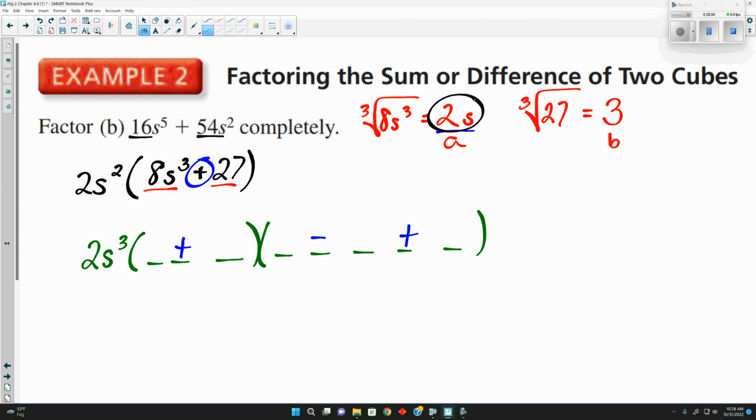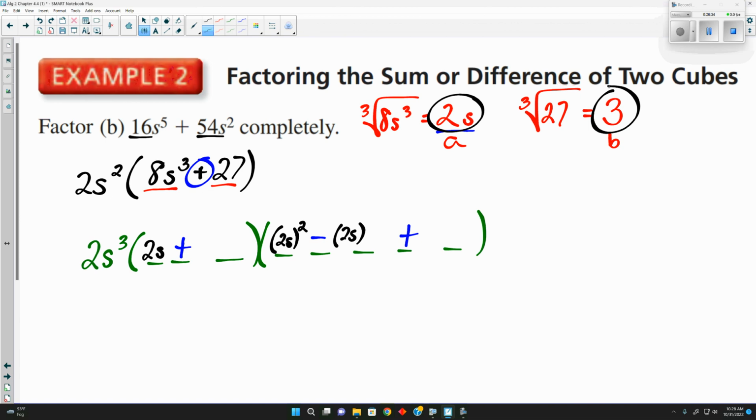So our a is 2s. So in the first one, we would have 2s. Now in the bigger one, we would have 2s squared, 2s to the first, and then 2s to the 0, which we would just leave blank. Any questions on this so far?